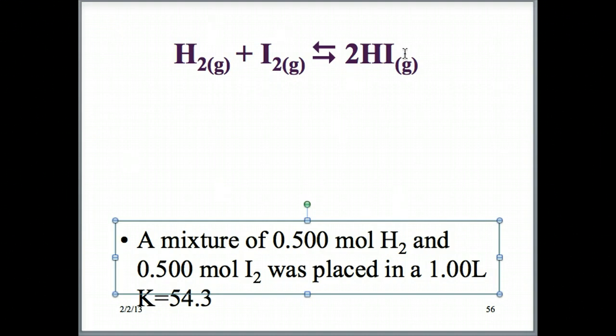So we already know that it's almost going to be completely HI in the end, but there will still always be some H2 and I2. How much? I don't know. We'll find out. I'm going to do my ice box. We have a 0.5 and a 0.5.